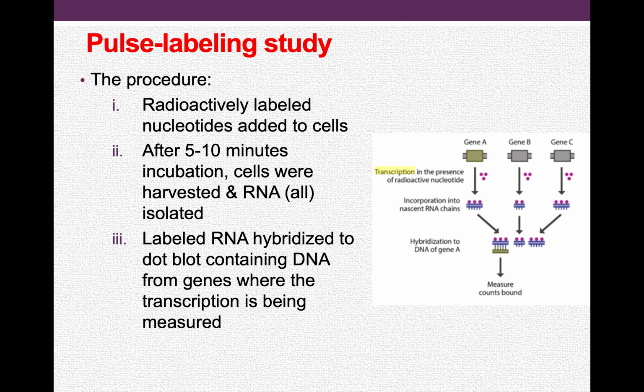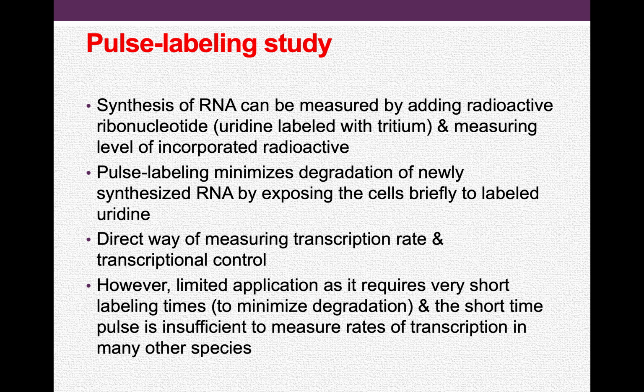The labeled RNA will then be hybridized to a dot blot containing DNA from genes where the transcription is being measured. So how is the measurement done? There is a calculation and a formula for that. Synthesis of this RNA could be measured by adding radioactive ribonucleotide, as we have seen. This is done with uridine labeled with tritium, a kind of radioactive label, and measuring the level of incorporated radioactivity, the level of radioactive present, and also the duration of it being active.